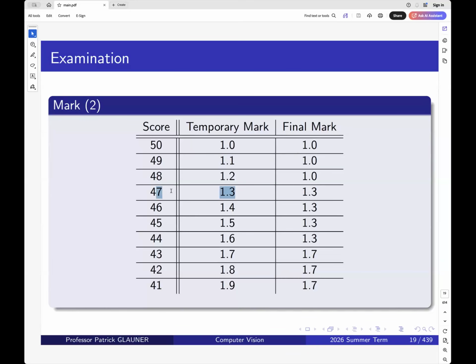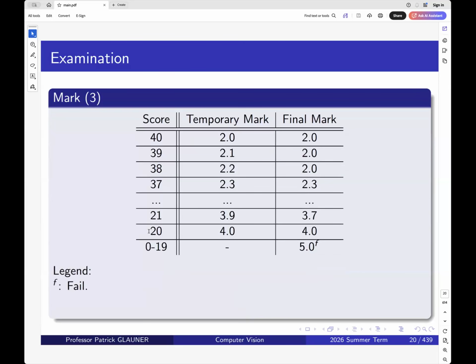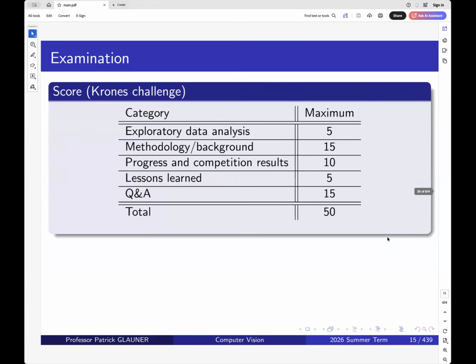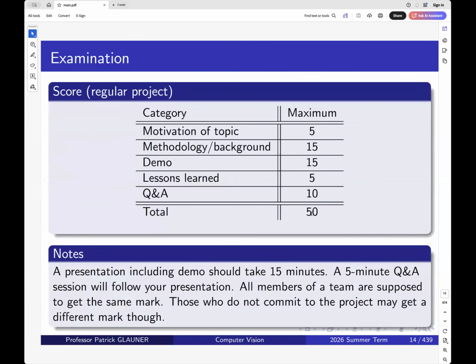And then 47 points would be a 1.3, which is finally a different mark. So that means you need 20 points out of 50 to pass. So less than half actually to pass. And how do you get 50 points for a regular project? You get 50 points there's a 15-minute presentation plus, so for your group, 2 to 3 people, you have 15 minutes in total.